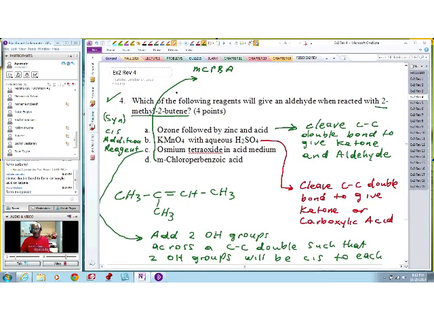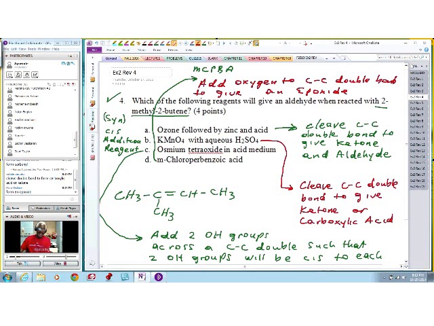But for the benefit of some of you, let me go ahead and write this out. This reagent here will add oxygen to a carbon-carbon double bond to give an epoxide.